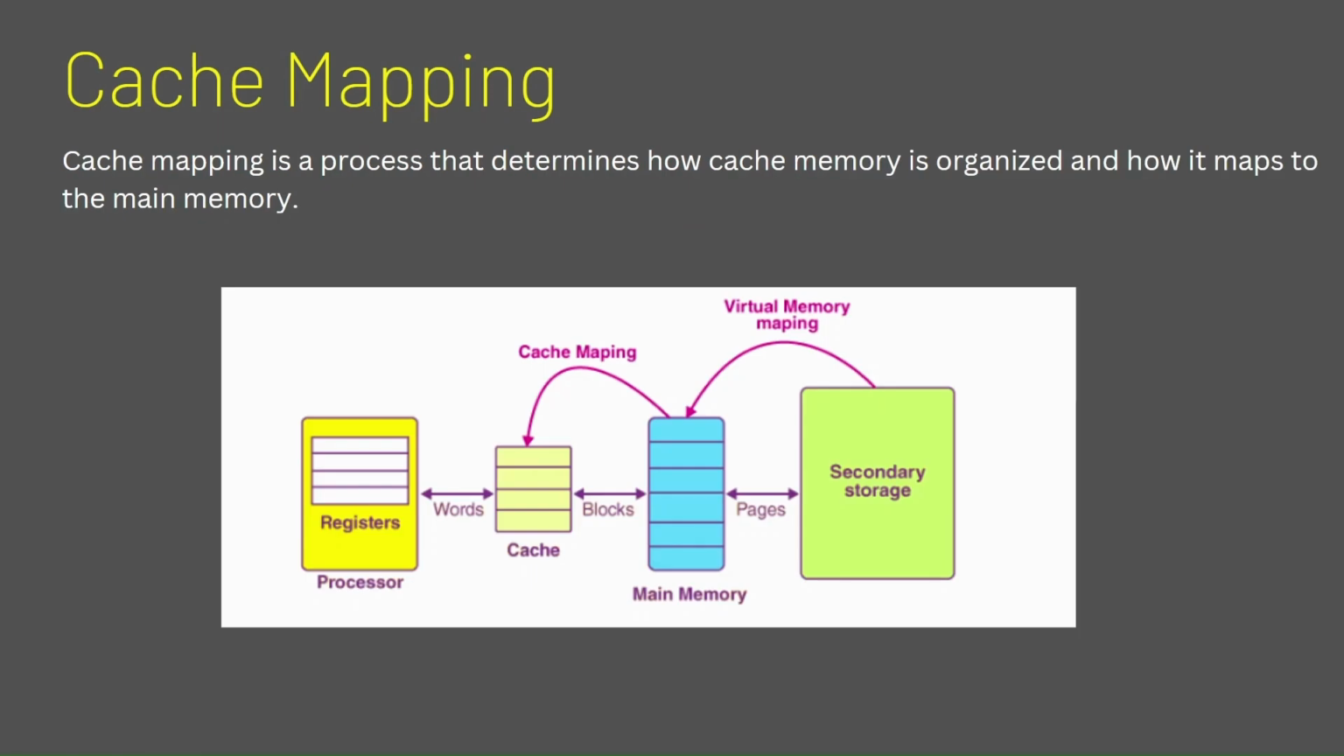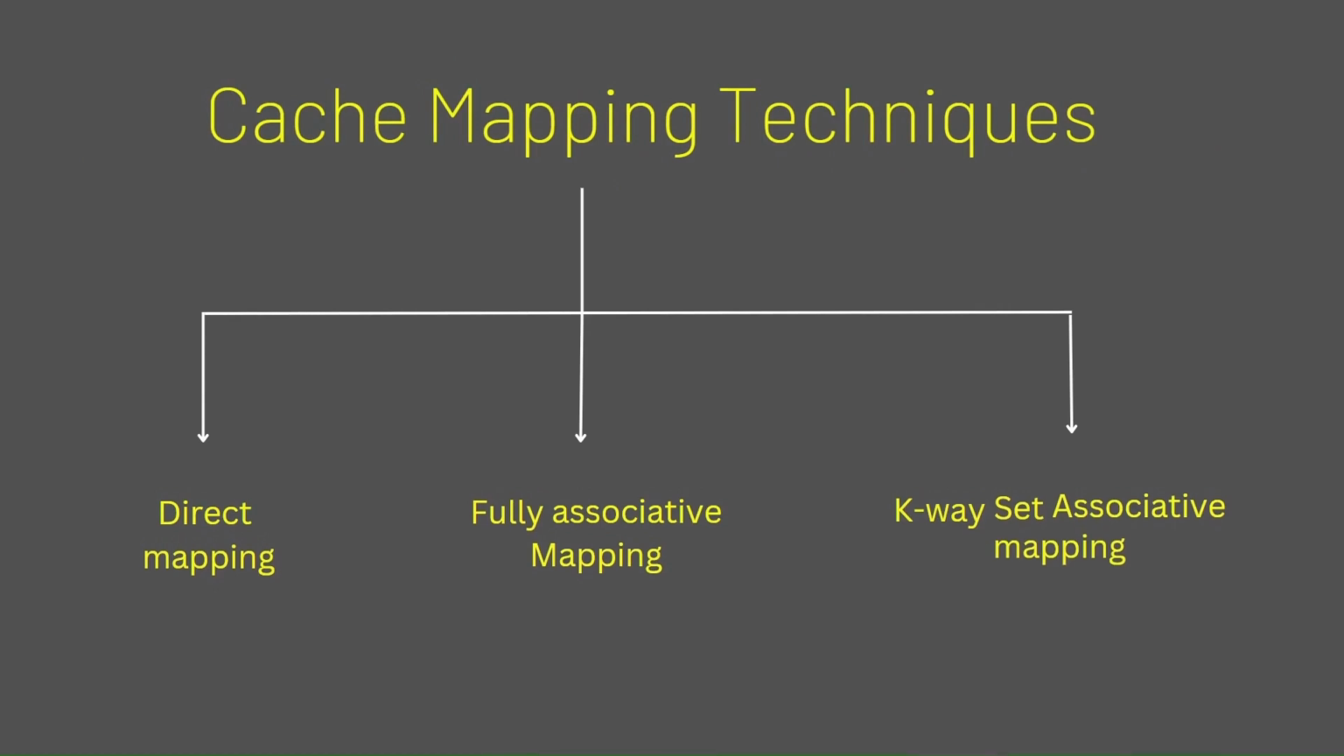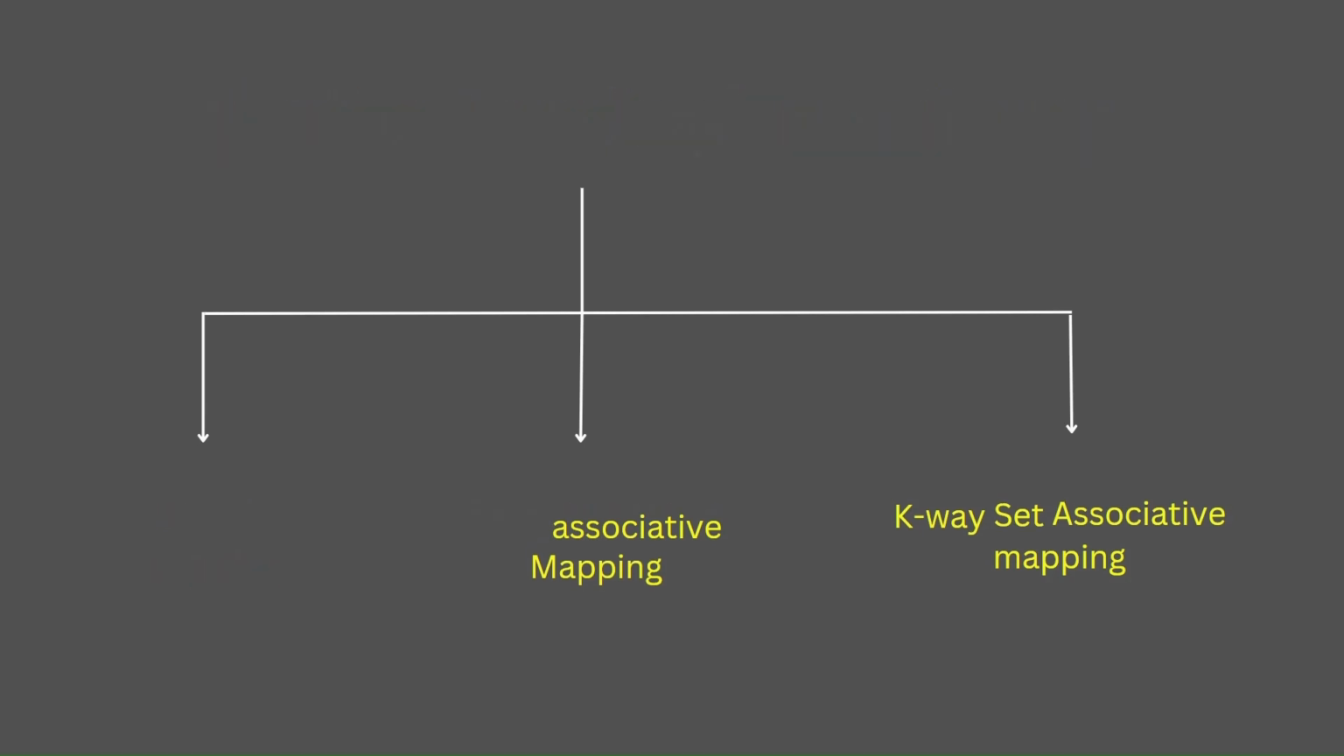Now here's how the transfer works in this particular diagram, which I'll be explaining in the further slides. So basically there are three types of cache mapping techniques. First is called direct mapping, second is fully associative mapping, and the third one is called k-way set associative mapping. I'll be explaining the direct mapping one here.